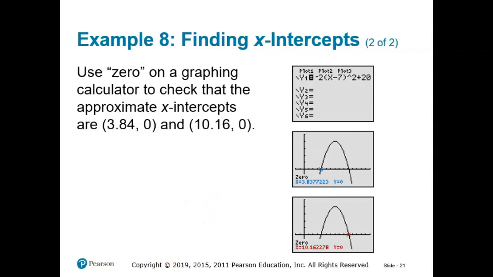So now what we've done is we've taken 7 plus the square root of 10. I have a lag here, sorry. Ooh, it's not working. Let me try this one more time.